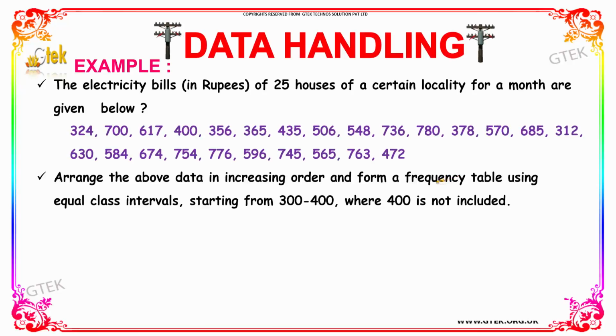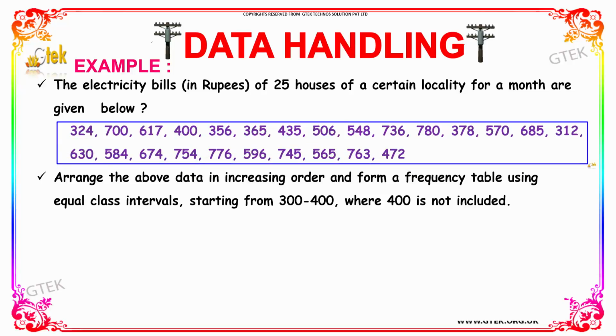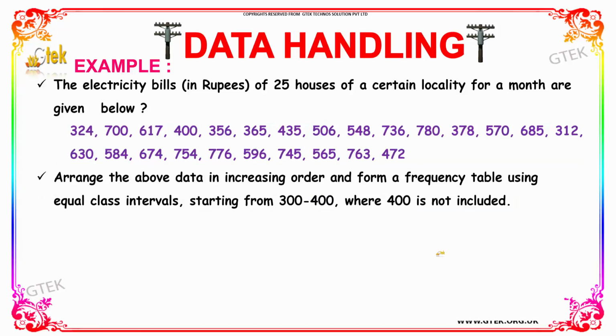Our next interesting example has a set of data given here, which is the electricity bill in rupees for about 25 houses in a certain locality, and it is for a month. You have to arrange the above data in increasing order, and you have to form a frequency table using equal class intervals starting from 300 to 400, where 400 is not included. So how to do this?